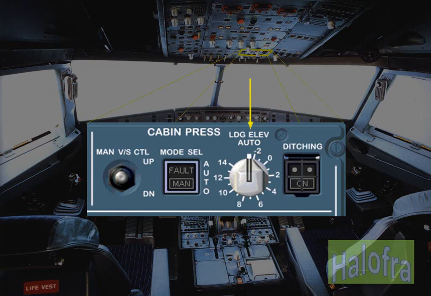The landing elevation selector normally remains in the auto position. Landing elevation, which is required by the pressurization system, is then provided by the FMGS. If the landing elevation is not available from the FMGS, then it can be set manually using this selector. The guarded ditching switch is provided to close all valves so that the aircraft can be sealed in the unlikely event of a ditching.